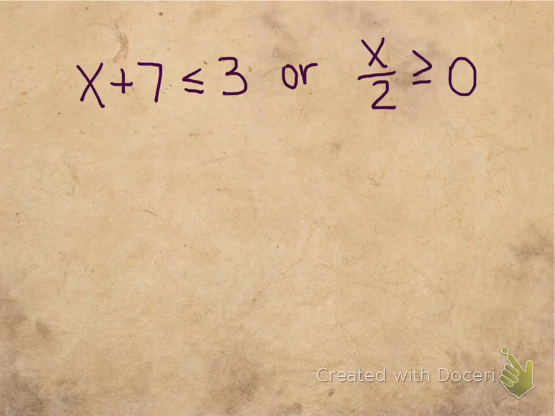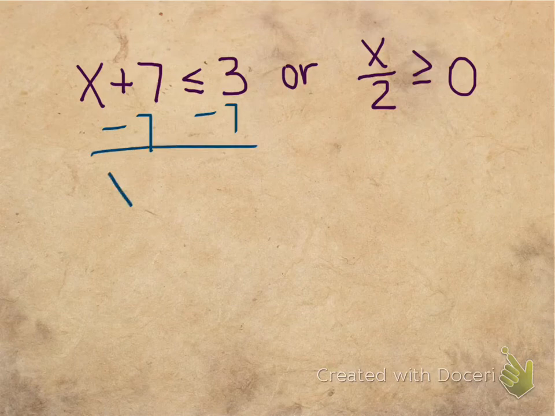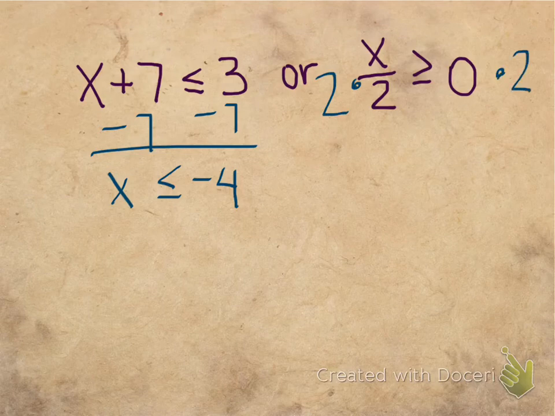Okay, I only have time for about one more. So to get x by itself, I'm going to subtract 7. And now I have x is less than or equal to negative 4. And then on the other side, I'm going to multiply by 2. And I'll have x is greater than or equal to 0.